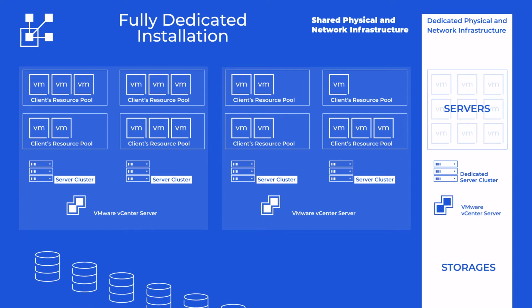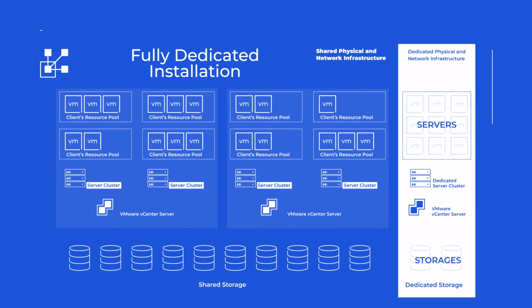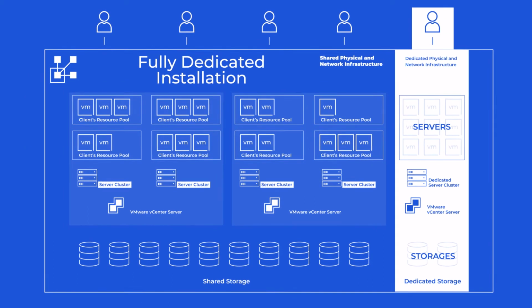Fully dedicated installation: expensive, customized, as isolated as possible. The client is located in separate racks on a dedicated server cluster with its own vCenter on a separate data storage system and dedicated network equipment. The racks can be located in a separate cage, machine room, or on the client's site.